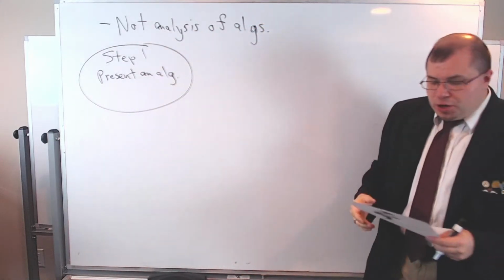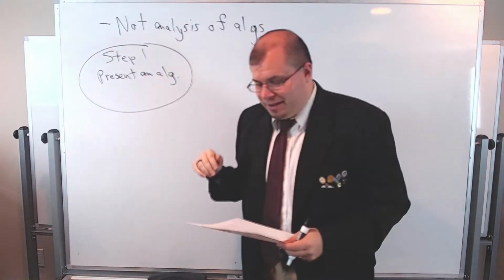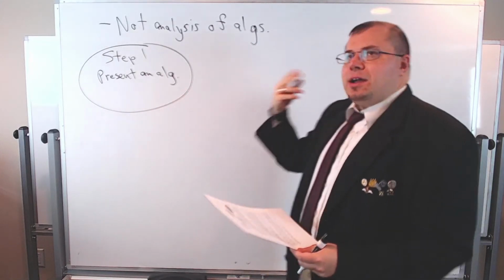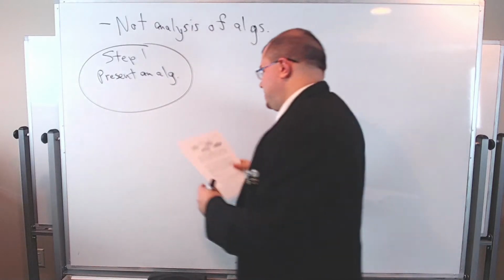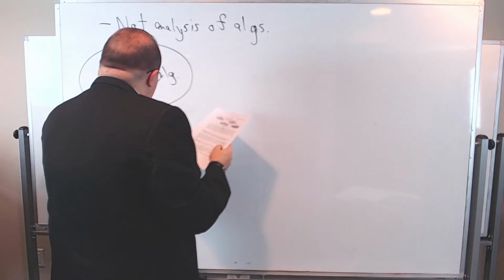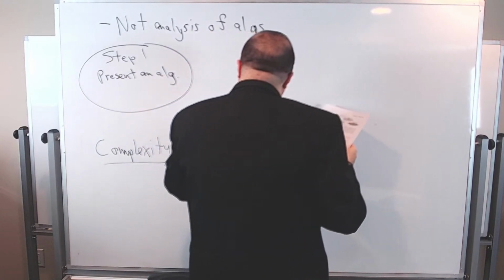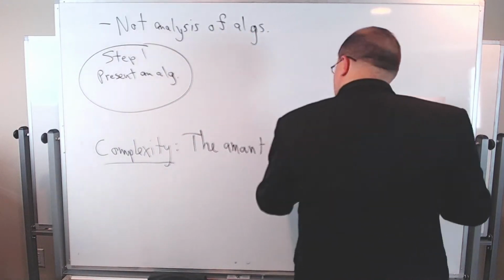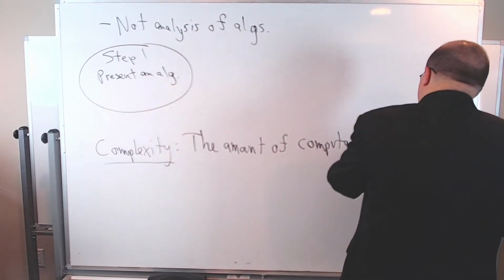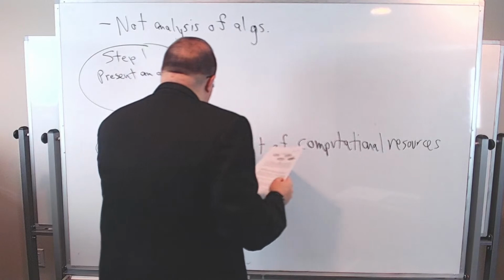Now, normally in the purview of computer science, we're interested in so-called complexity, which I'll define in a moment, where we want to measure the complexity of an algorithm. Now, this is with respect to a resource. So when I use the word complexity, I want you to think of it as the amount of computational resources an algorithm uses.